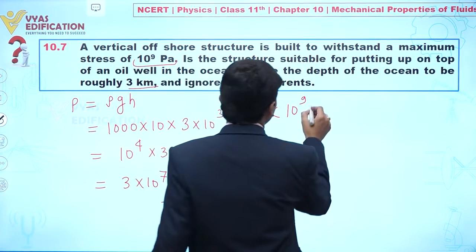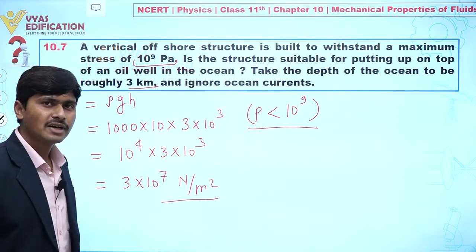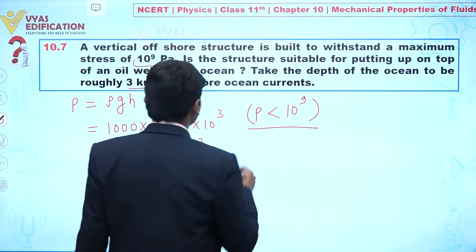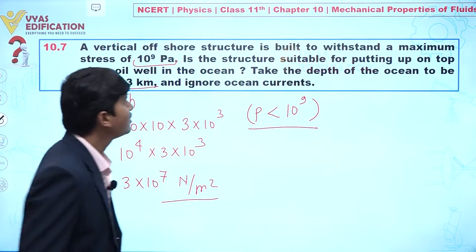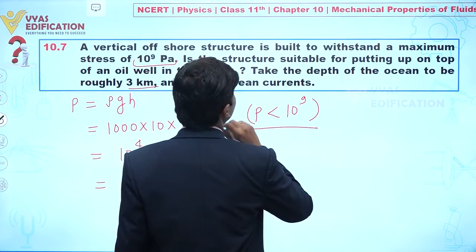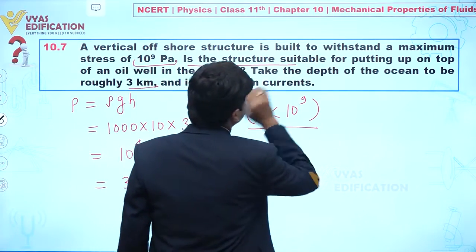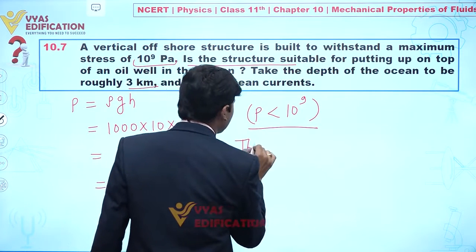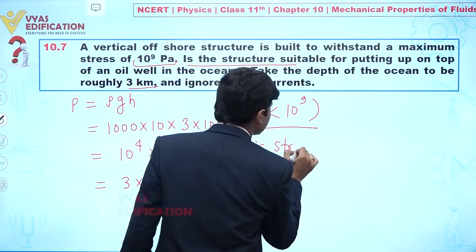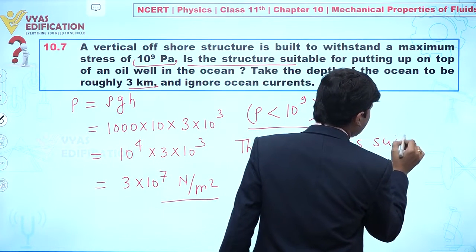So we can say we are getting this situation: P is less than 10 to the power 9. It means we can say definitely this structure can withstand this pressure. So definitely our objective is: is the structure suitable for putting up? Yes, definitely this structure is suitable.